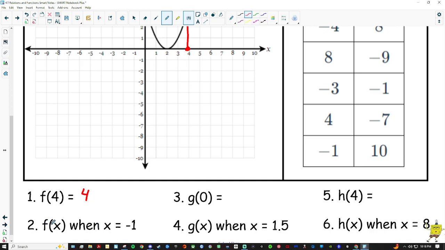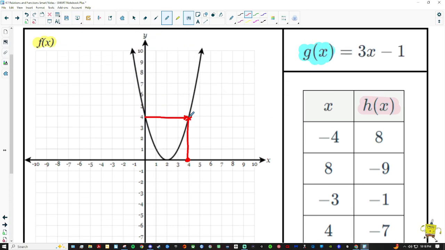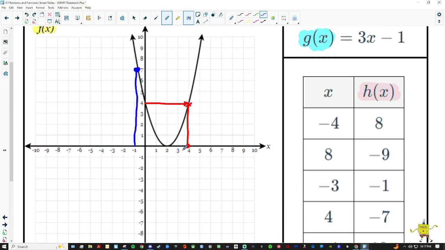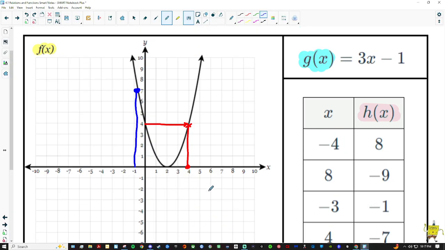Let's try again. f of x when x is negative 1. At negative 1, which is right here, if I follow my line up, that's a terribly non-straight line. When I follow this line up, I hit at 7. Okay, so graphs are a little bit harder. You go to the x value and then you go up to your graph, or if the graph was down here, you would go down to your graph.